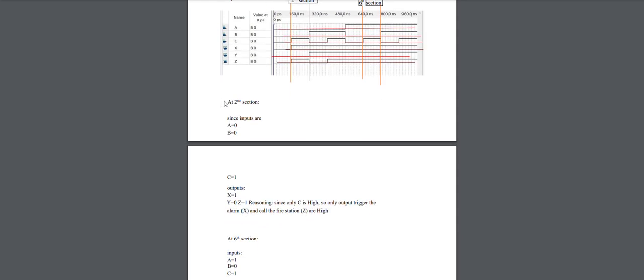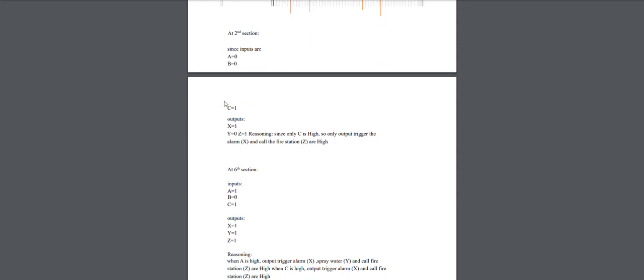Then, let's move on. The circuit analysis, in which two sections are analyzed in detail. The second section has inputs A equals 0, B equals 0, and C equals 1. Its outputs are X equals 1, Y equals 0, and Z equals 1. This basically means that when gas is detected, it triggers the alarm and calls the fire station.